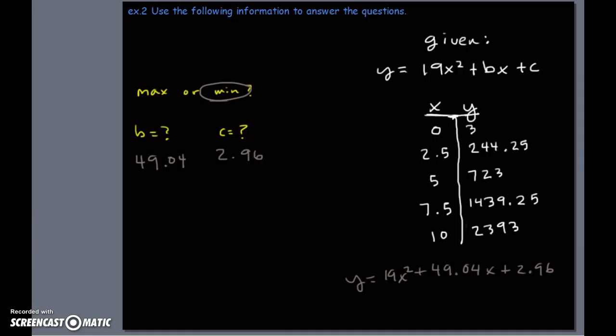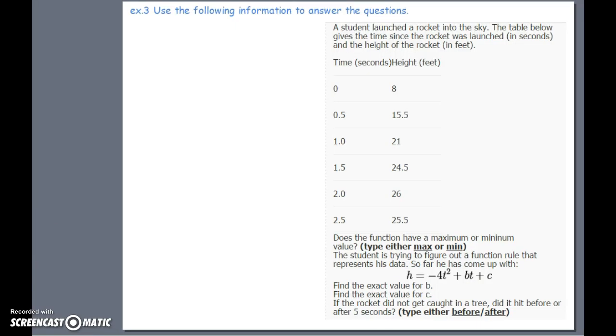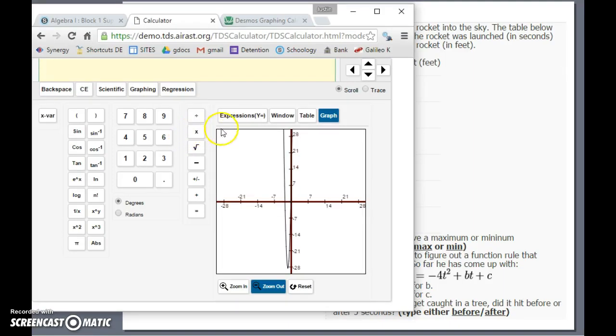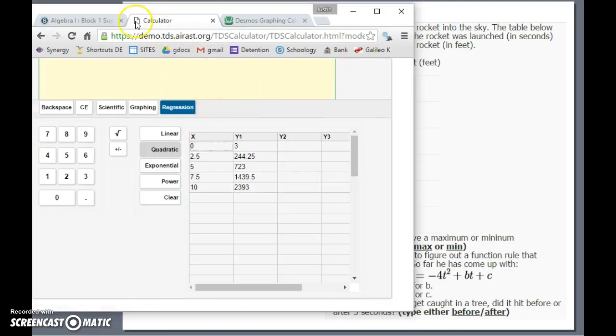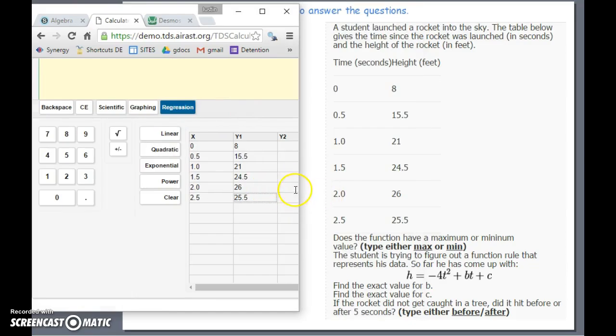Last example for today, and it's very similar to the first one. So our first step here is to go ahead and input the table into the graphing calculator. I'm going to pause the video and do this right now. So I've inputted the points into the table just the way they were, and now I'm going to hit quadratic.